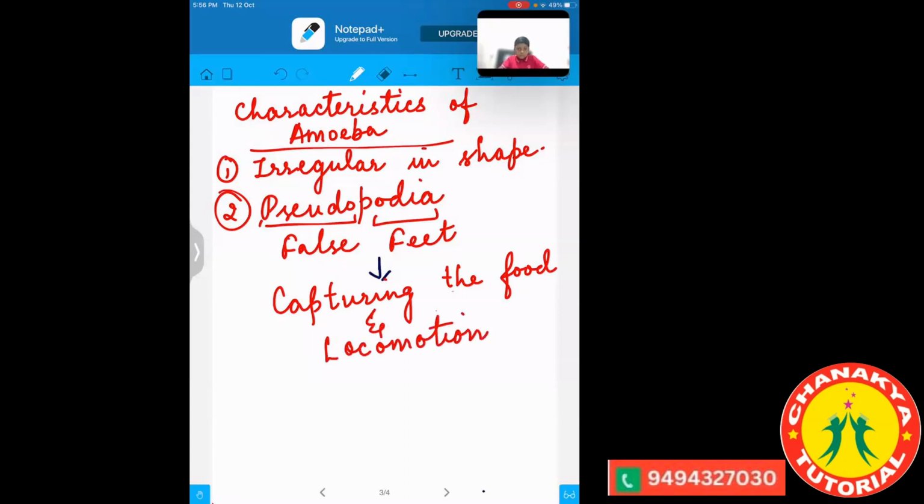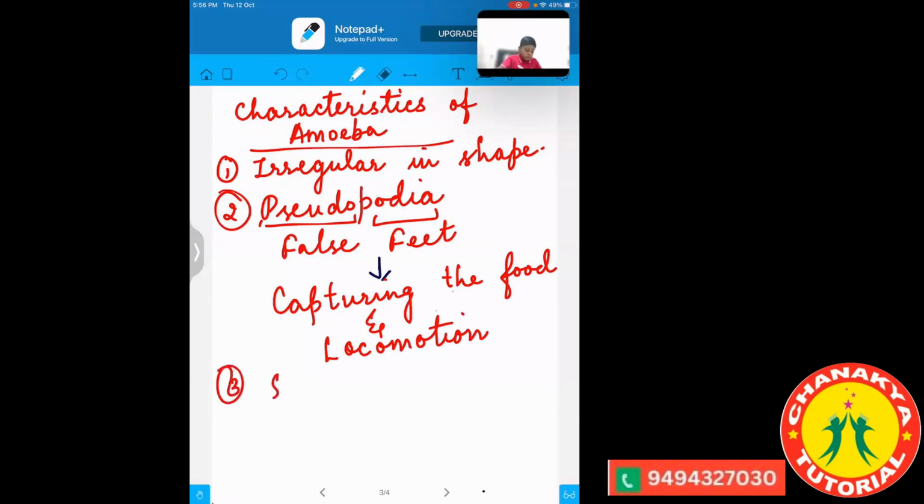So two main functions are done by the pseudopodia. The first is capturing the food. They will be engulfing the food with the help of the pseudopodia. And the second thing is locomotion. With the help of the pseudopodia, they will be locomoting. It means they will be going from one place to another place.